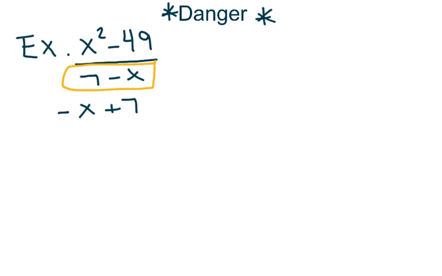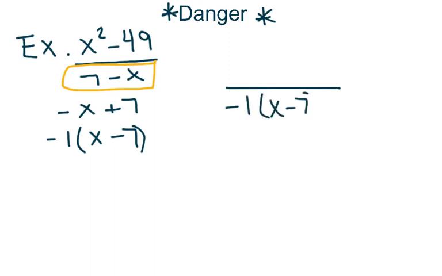So what I'm going to do is take out a negative 1 GCF. And remember that anytime you take out a GCF, you're really dividing each of those terms by -1. So negative x divided by -1 is a positive x. Positive 7 divided by -1 is a -7. So we did all of that just to show you that the bottom can be rewritten as -1 parentheses x - 7. So that's going to be our new bottom. This is how you would properly write it.